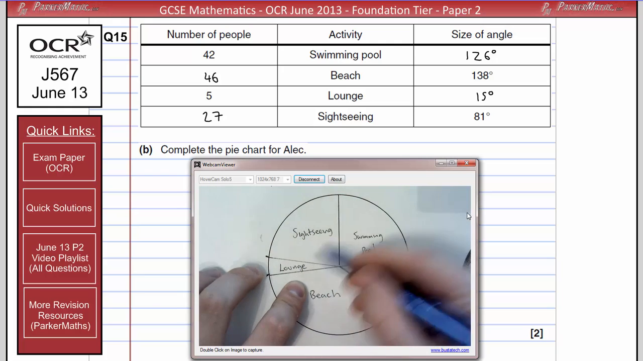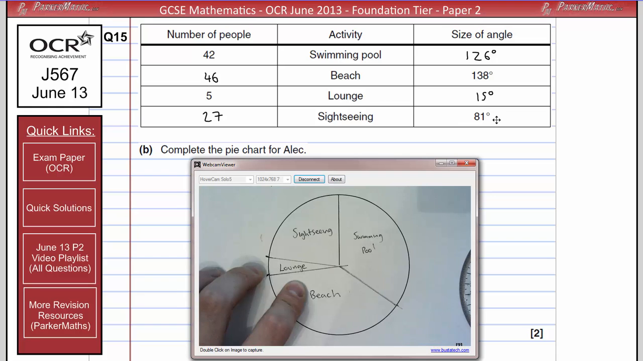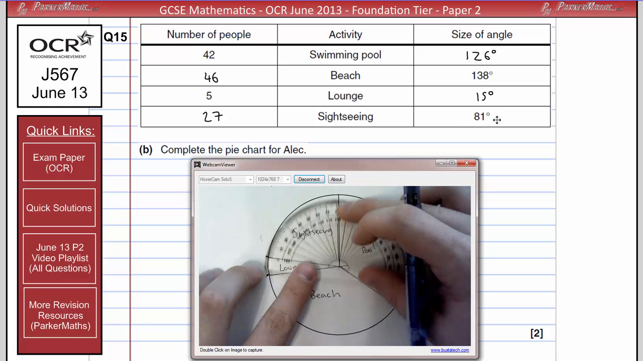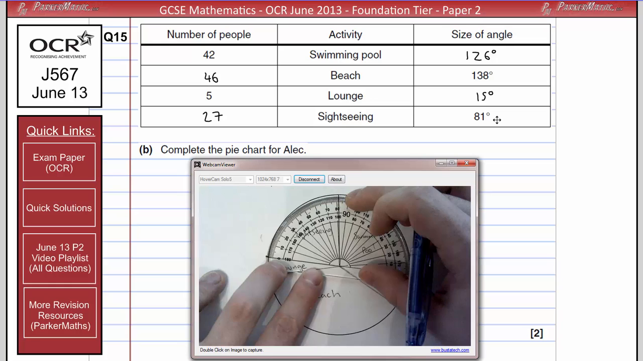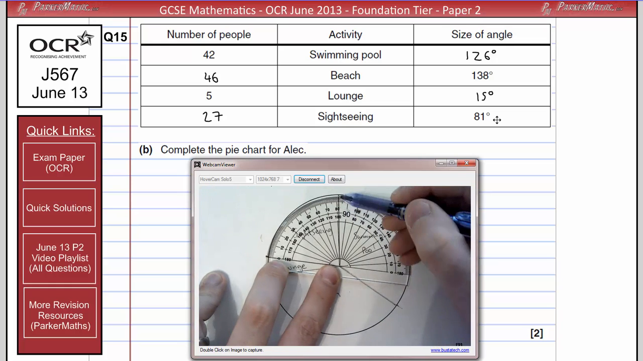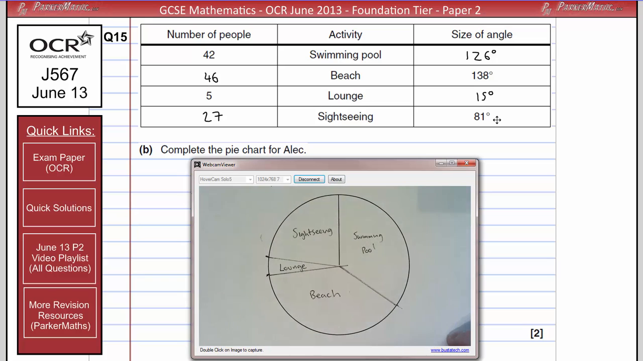It's always a good idea to check this last section and make sure it's 81 degrees. That'll give you an idea that you've done your pie chart right. So if I measure that angle using my protractor, it comes out at 81 degrees. So I'm happy with that. So there's my completed pie chart.